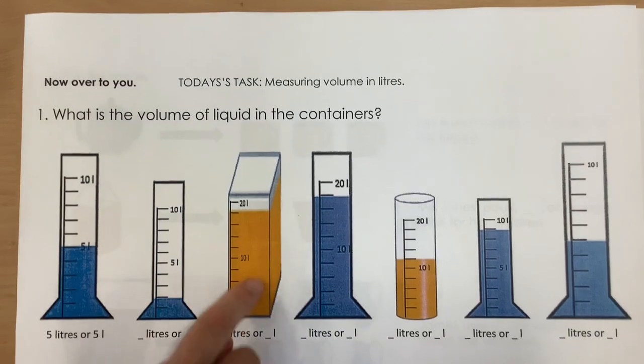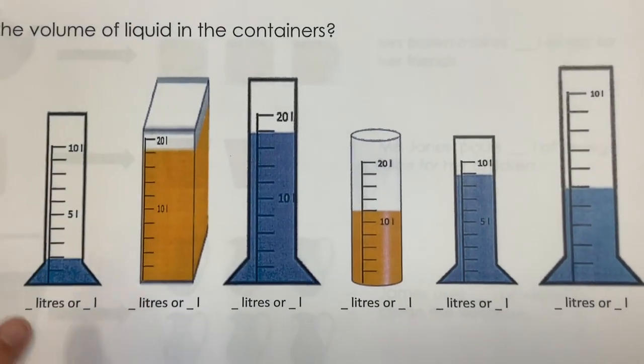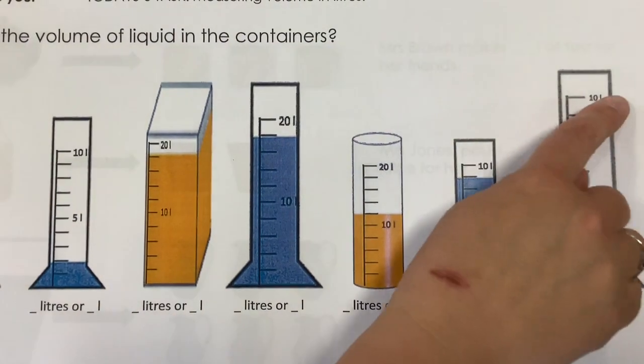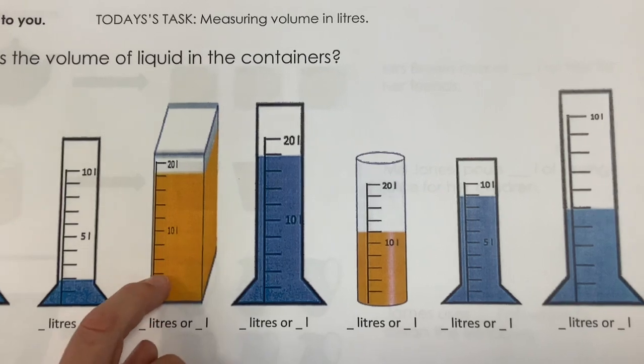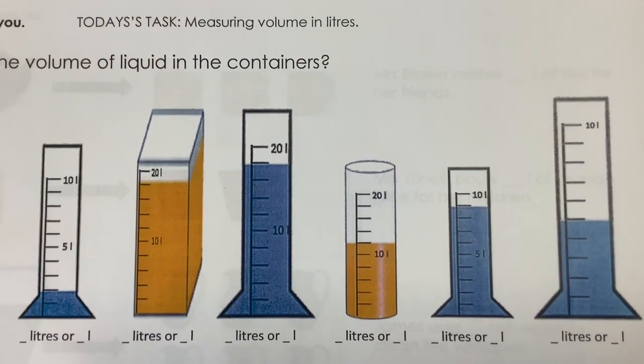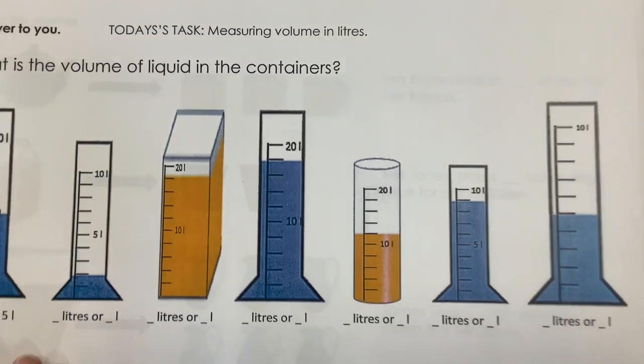There are different scales, different sizes and different amounts in each. Some of them have got very few numbers on the scale. Some of them have got a couple to help you work out what each of the lines means. So look at that carefully before you write down the volume of water, or liquid rather.